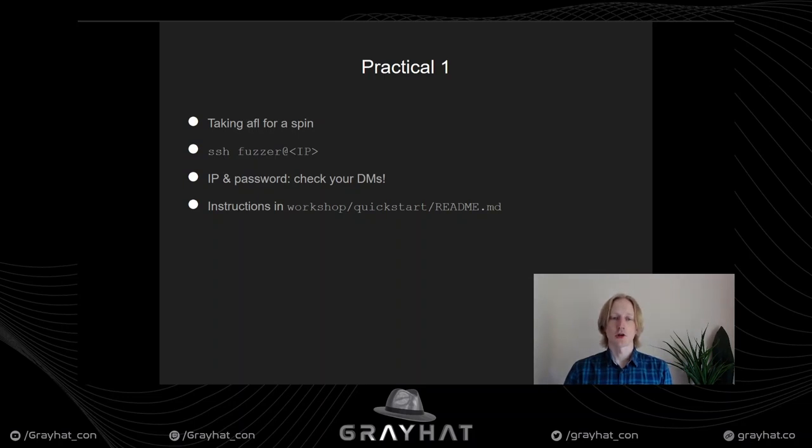So this is the quick start practical. All the instructions are in the repository. Take a look at them under quickstart.readme.md, and fuzz your first program with AFL. AFL is already installed in the environment, so you don't need to do any of the compilation steps for AFL itself. You just need to compile this quick start binary under AFL and then fuzz it, see if you can find any crashes. Okay, let's have a pause on the video. We'll get back to you in about 10 minutes.